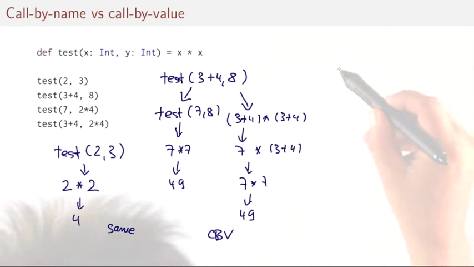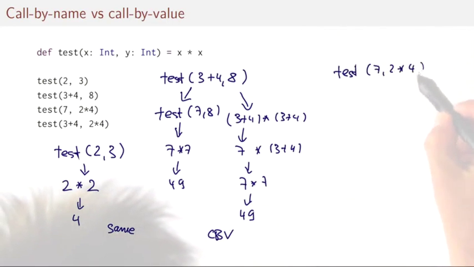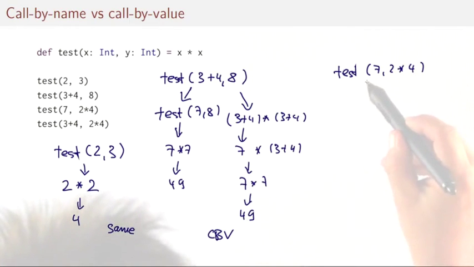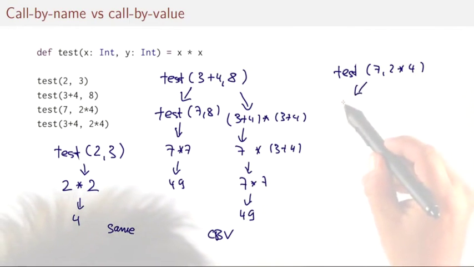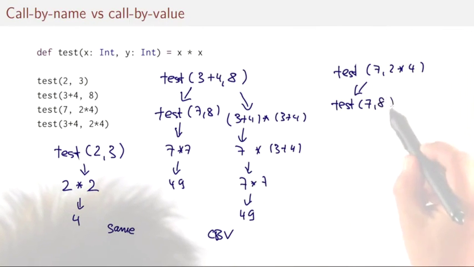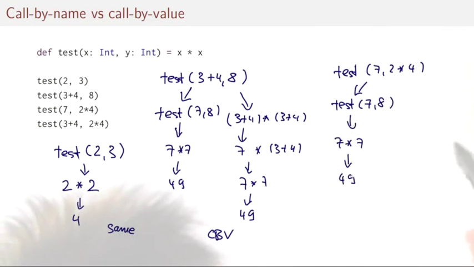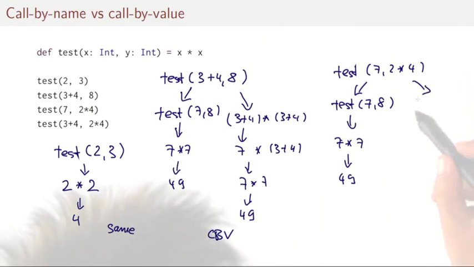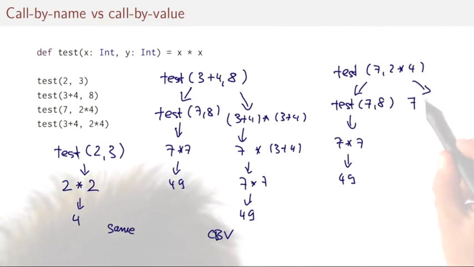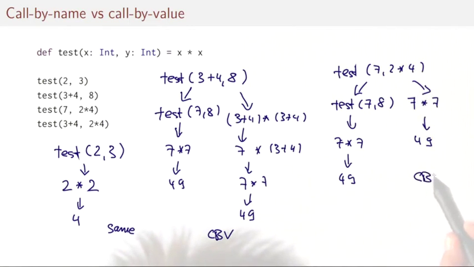Let's look at the third example, test(7, 2 * 4). Here with call by value we would get test(7, 8). Finally 7 * 7 and the final result. Whereas with call by name we would get 7 * 7, 49. So in this case we have avoided the unnecessary computation of the second argument, and call by name is faster.